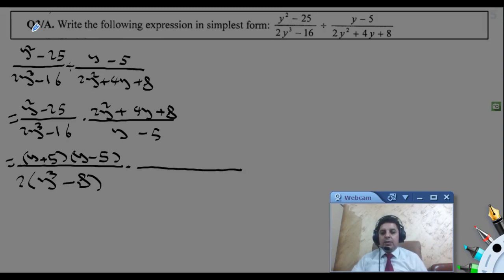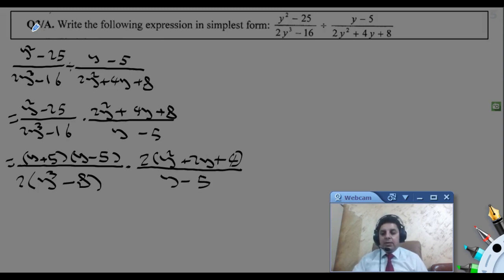This also is found the greatest common factor. Factoring by greatest common factor is 2: 2y squared divided by 2 is y squared, plus 4y divided by 2 is 2y, plus 8 divided by 2 is 4. Close the bracket and keep y minus 5.